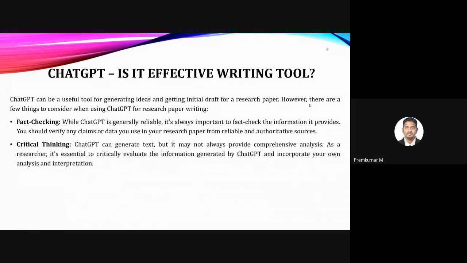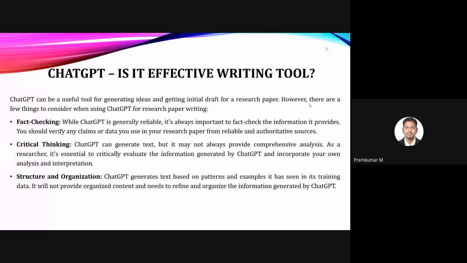The next one is critical thinking. These tools will not do any kind of comprehensive analysis. They generate only text. As a researcher, you have to critically analyze the findings and incorporate your own analysis and your own interpretation. It will not do any critical thinking or comprehensive analysis.